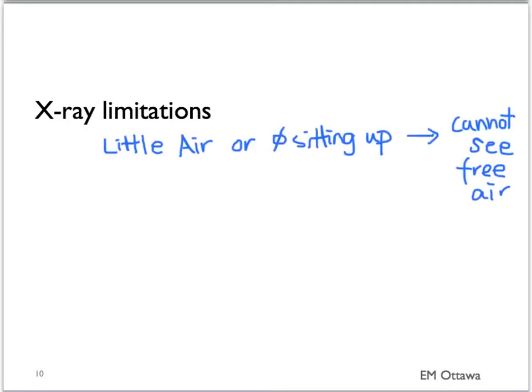However, there are two main limitations of X-ray. One, if there's not a lot of free air, or if the patient is unable to sit up for a long time, the free air just has not had the time to track up to be underneath the diaphragm to be visible on X-ray yet. The second limitation is that even if we see free air, all we know is that there is a perforated viscus. It is a very quick way to confirm the diagnosis, but it does not tell us where the perforation is.